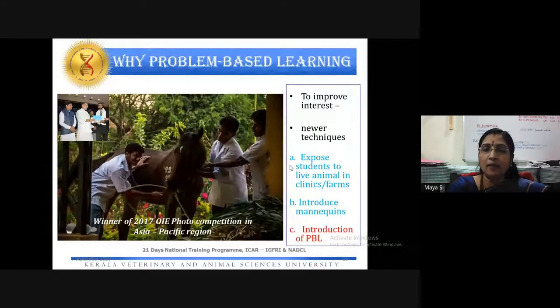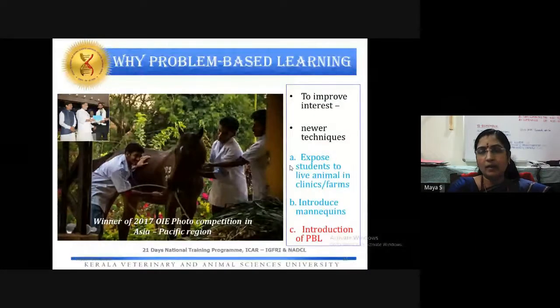Okay, so we have to move from the traditional techniques into a newer one. For that, even during the first year of study, we can expose our students to live animal situations or live farming situations. Being agriculture or veterinary students, they have to move into clinics or farms during their final years. But instead of that, during the first year itself, we can expose the students to clinics or farming conditions, or we can introduce live animal models. Those are known as mannequins.